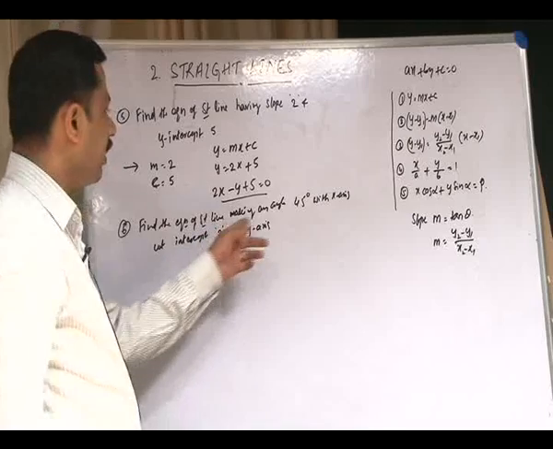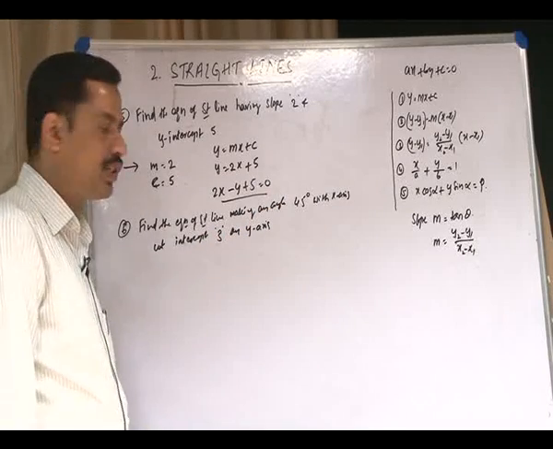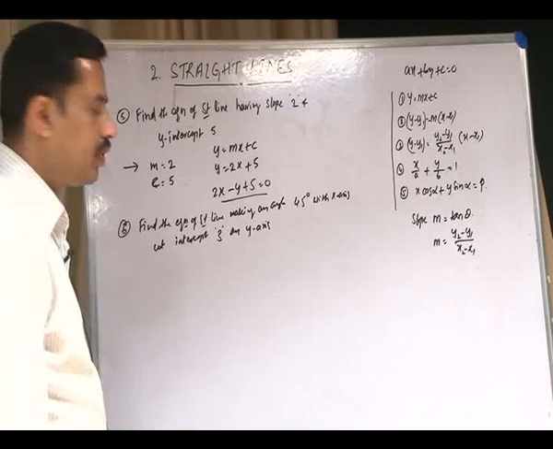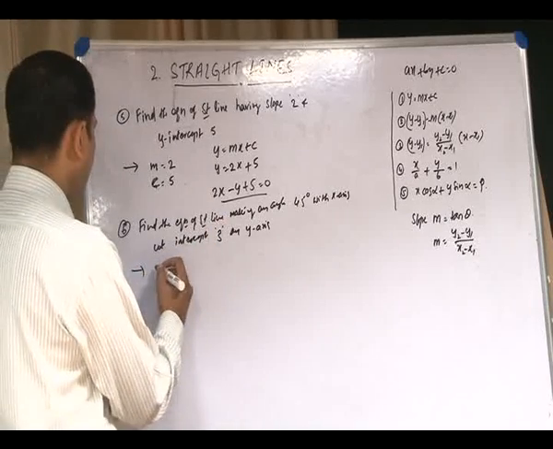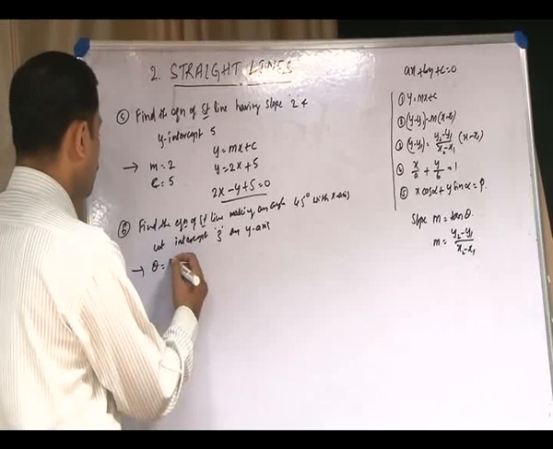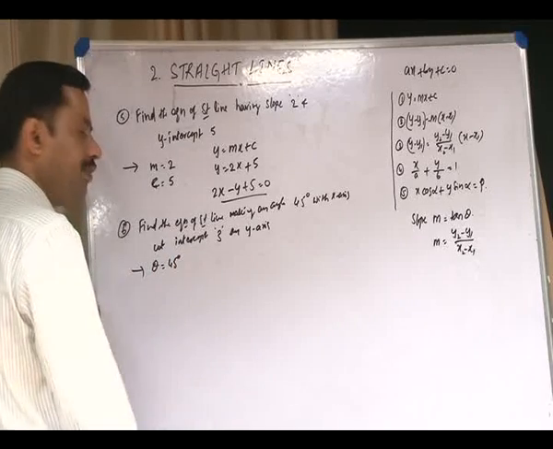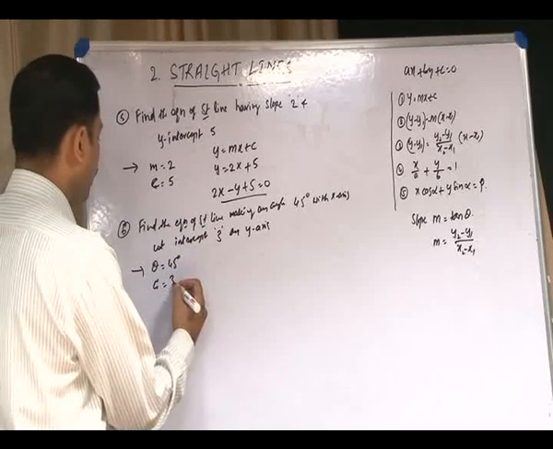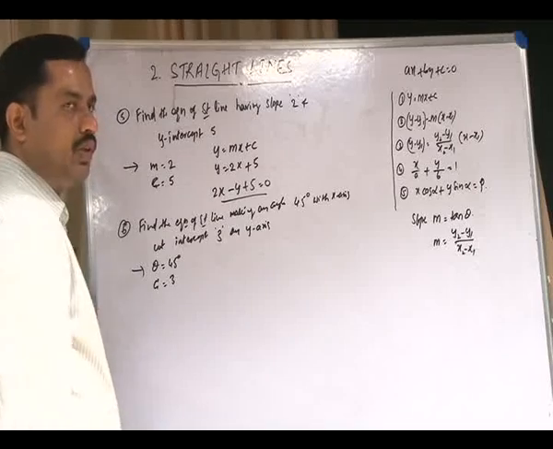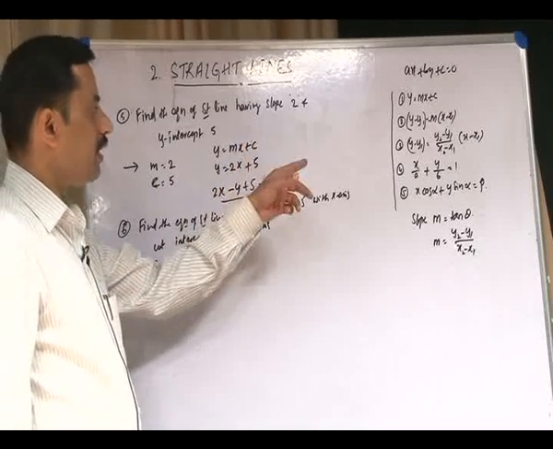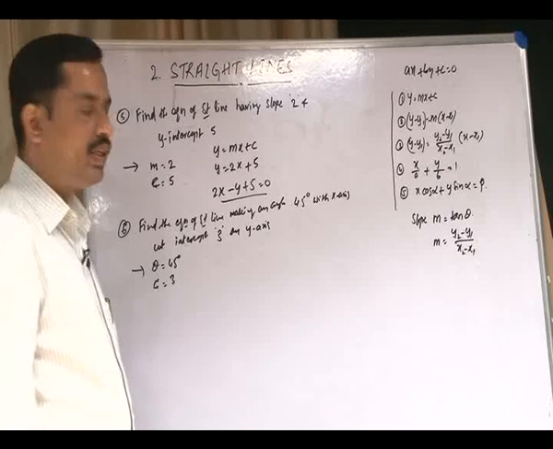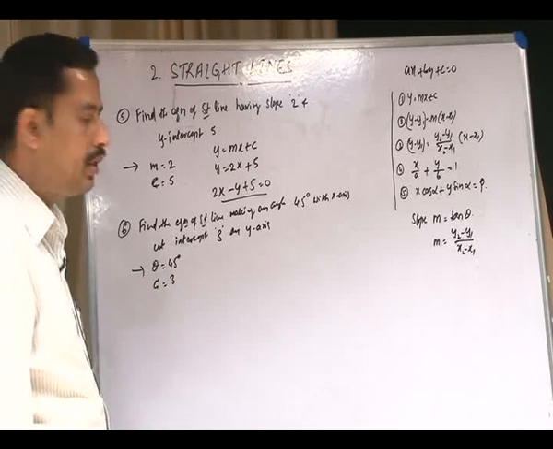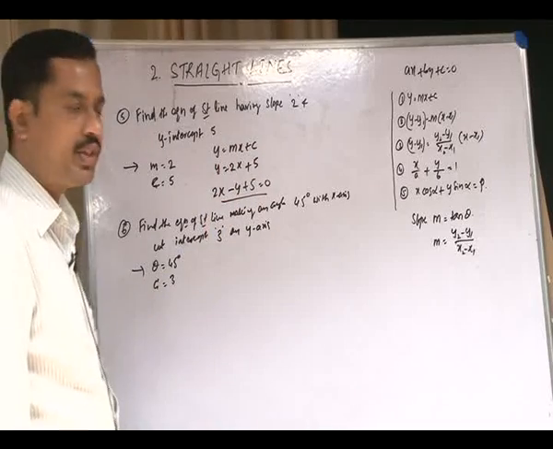That line is making an angle 45 degrees with the positive direction of x axis and it cuts off y intercept 3. That means here the inclination theta of the straight line with the positive direction of x axis is 45 degrees, and the y intercept c is 3 here. So, first, to calculate the equation of the straight line we need the slope of the straight line. By using this inclination theta, first you have to find the slope of the straight line, then further you have to find the equation of the straight line.